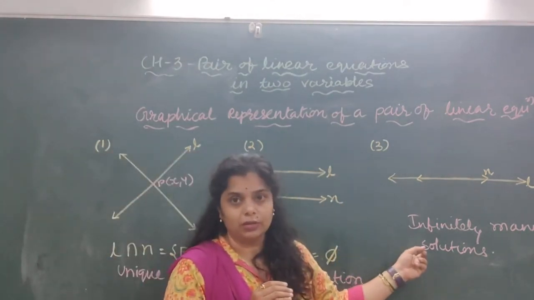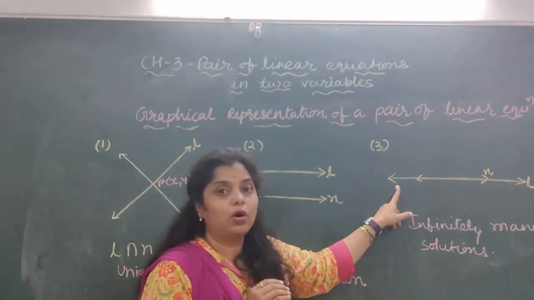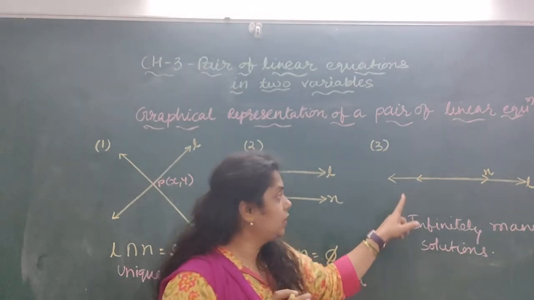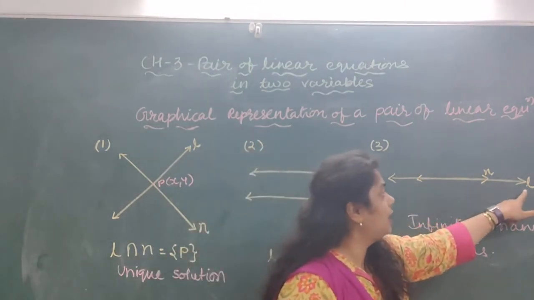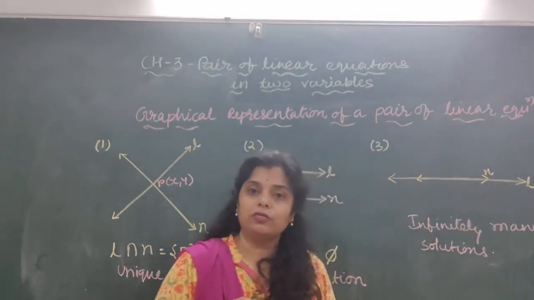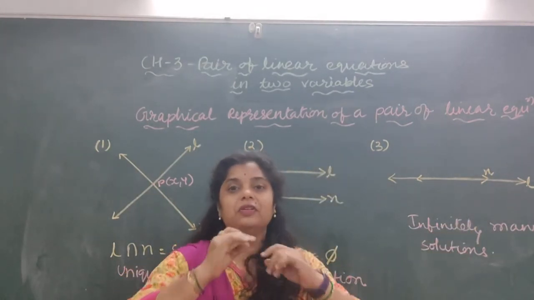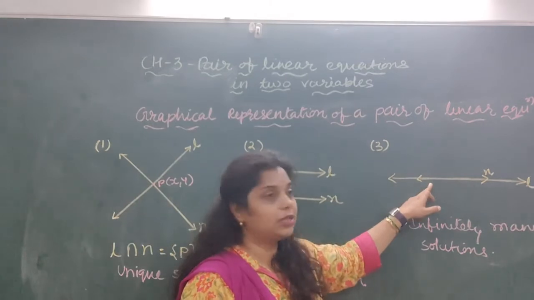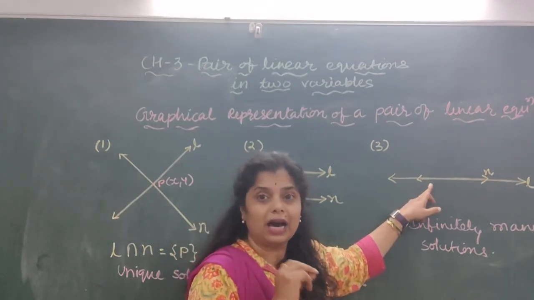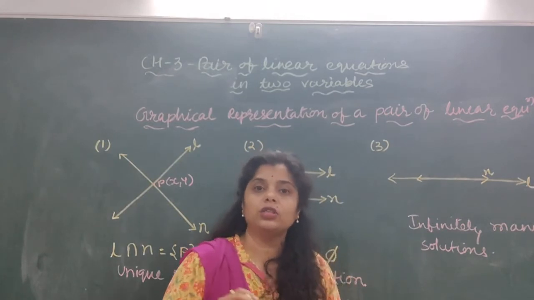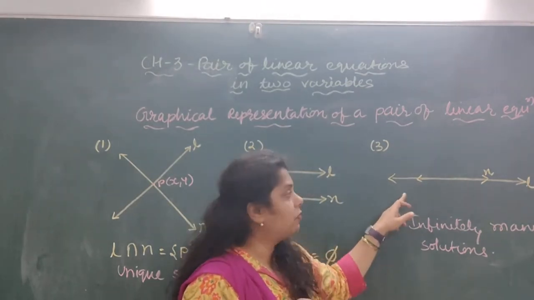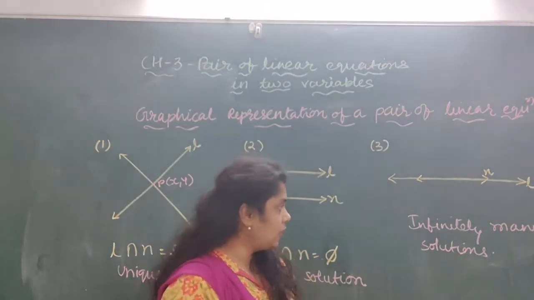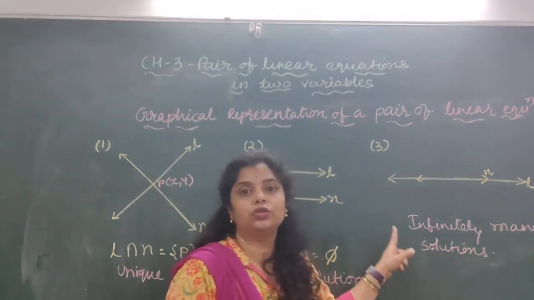Now the last one is the third one. Maybe they have infinitely many common points. It means we can say that lines l and n, which represent a pair of linear equations, coincide with each other. Coincide means they are on each other, and it shows that a very large number of points, which we are not able to count, are the solution for this type of coincident lines, and therefore it has infinitely many solutions.